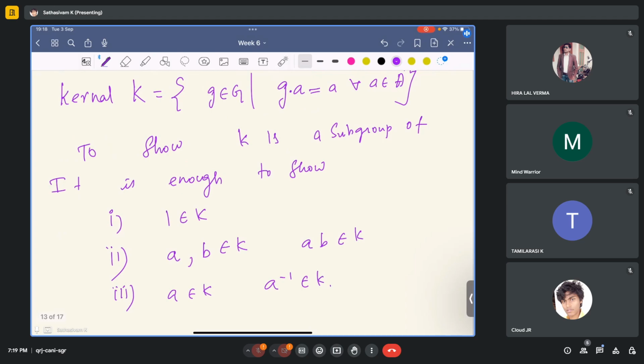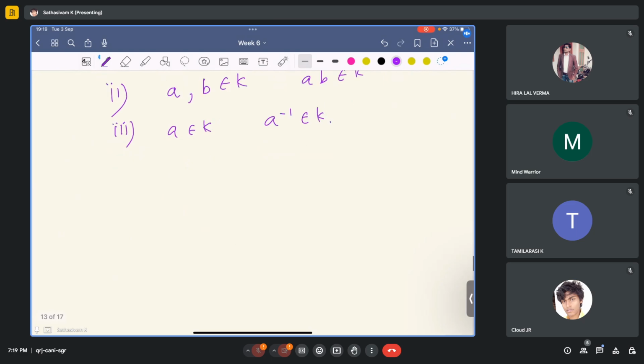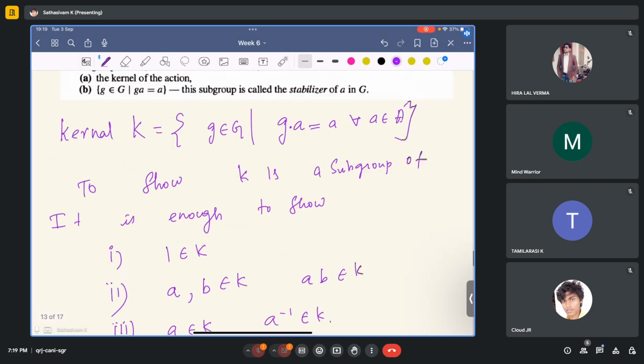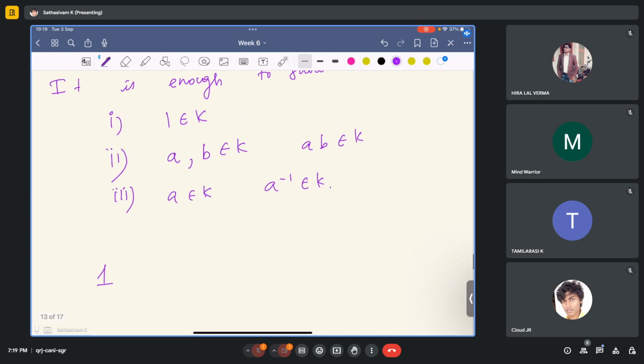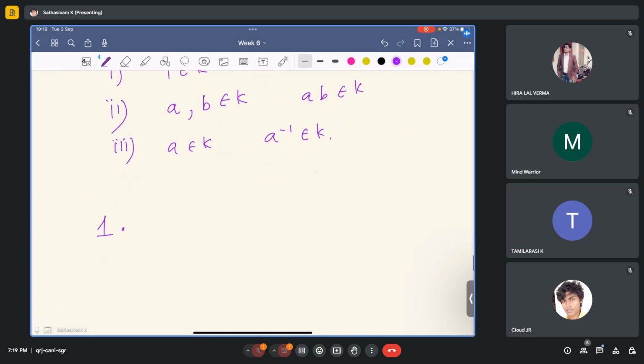Okay, so let's prove one by one. Let's say Y1. Okay, what happens with, see, just recall this one. Try to remember this. Maybe the first time when you read it, it may be a little bit hard to remember, but probably try to remember it. The kernel is the set of all elements in G such that G times A is A. So 1 belongs to K because what happens with 1 times A? 1 times A is A, right? So thus 1 belongs to K.